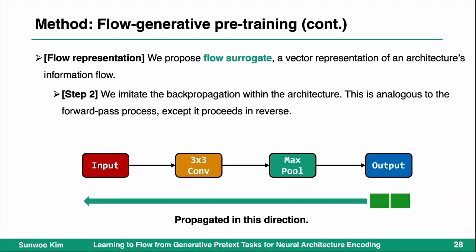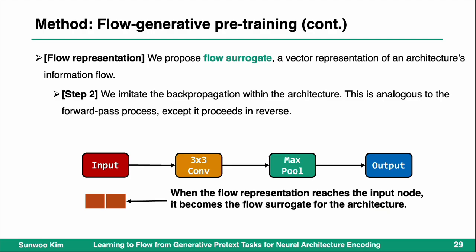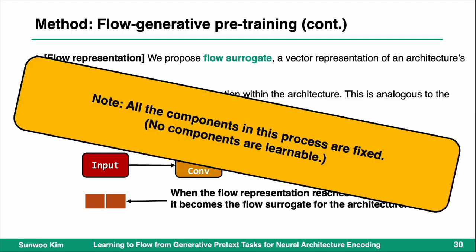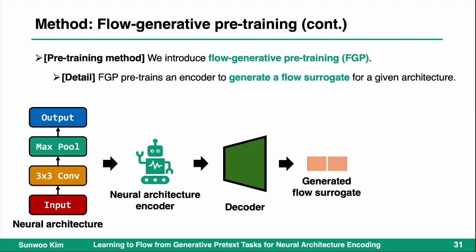Once the forward pass imitation is done, we perform the backpropagation imitation, which is analogous to the forward pass process except for the direction. When the flow representation reaches the input node, it becomes the flow surrogate of this corresponding architecture. Note that all the components within the process are fixed.